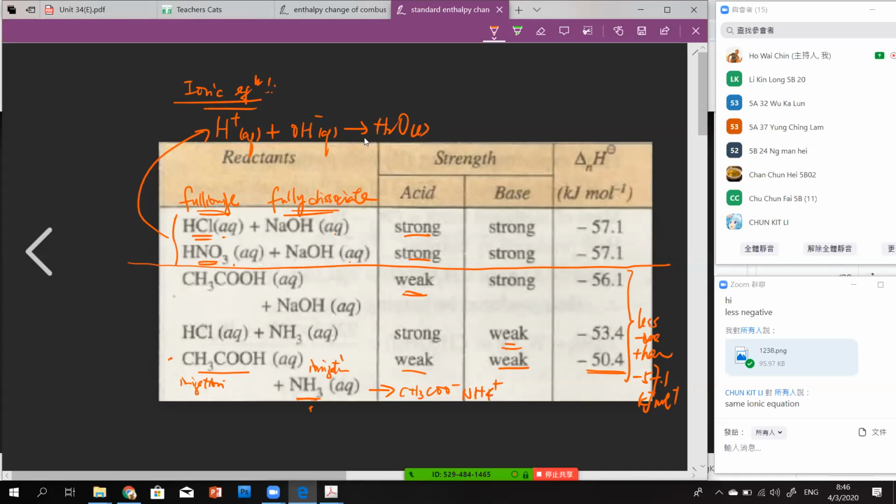So that's why you still have minus 57.1, irrespective of the different acids, as long as they are strong acids. Can you get my point? So can you predict the case when you have, for example, HCl and KOH? What will be the delta H of neutralization of this? If I change this alkali into KOH, can you guess?